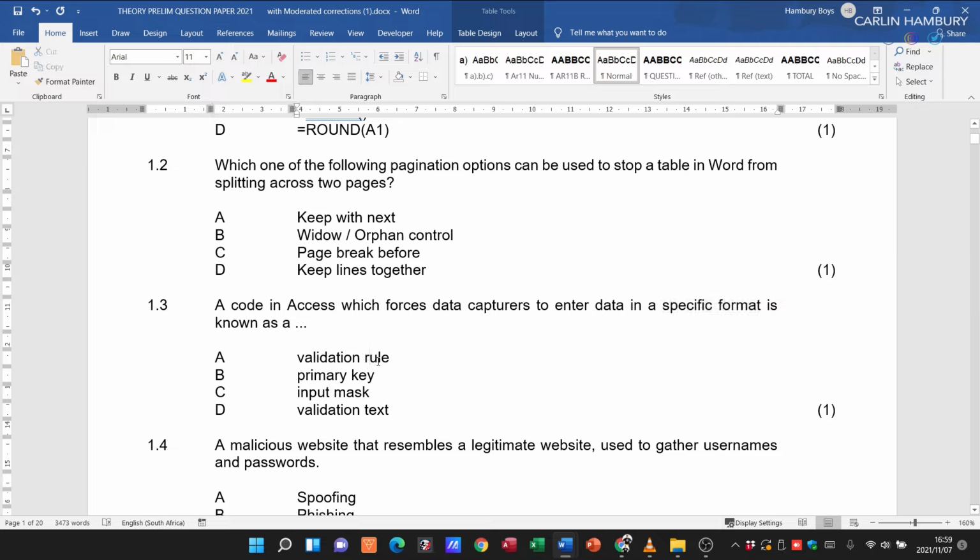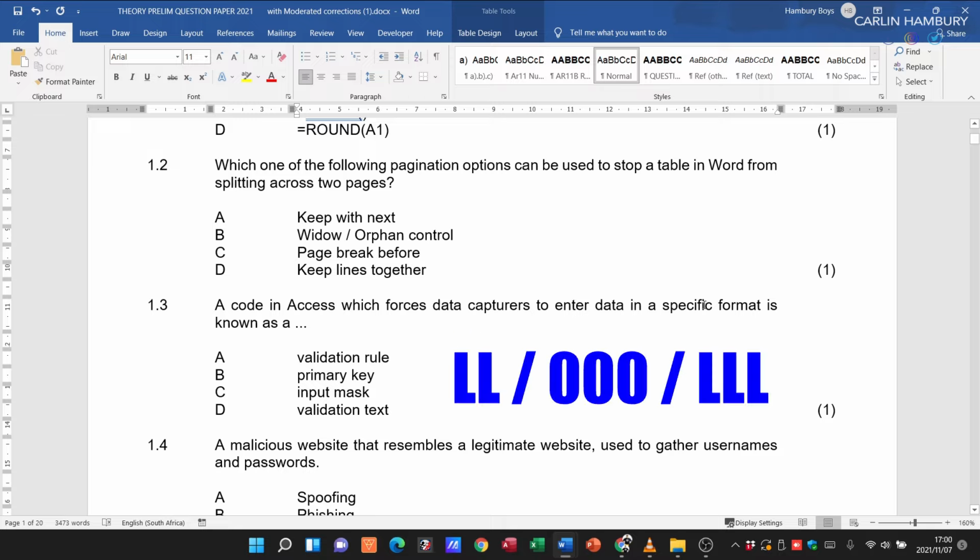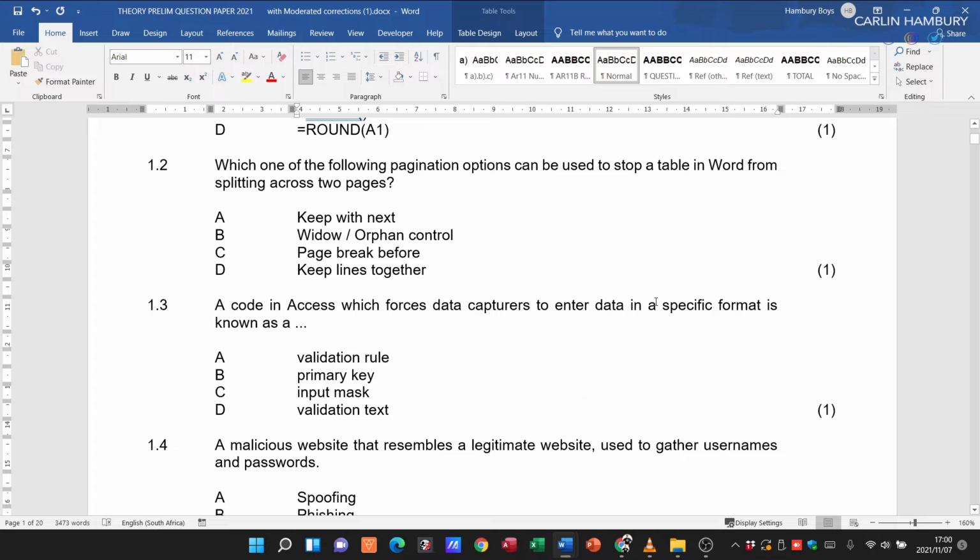Your validation rule will tell you, look, you can enter only M or F or A, B, C, or whatever the case is. Using the input mask, you will actually indicate to people the specific format they must enter the data. So 2 letters, 3 numbers, maybe another 2 letters at the end. That is forcing data capturers to enter it in a specific format. So 1.3 is input mask.